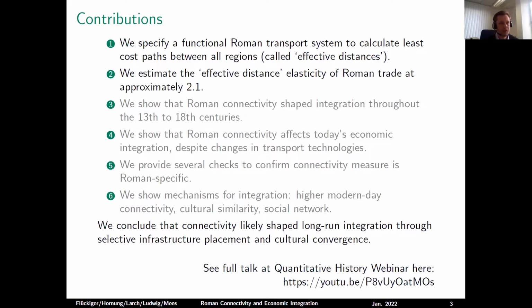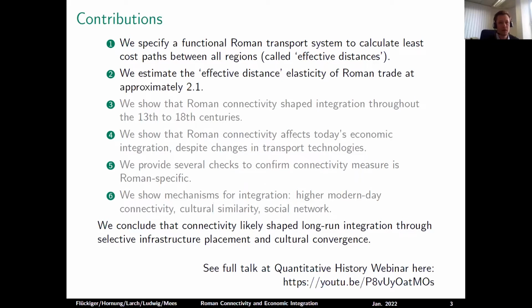And then we're going to use the data on Roman ceramics, the terra sigillata, in order to estimate an elasticity of Roman trade, meaning that we're going to estimate whether a change in the distance will affect the volume of trade.